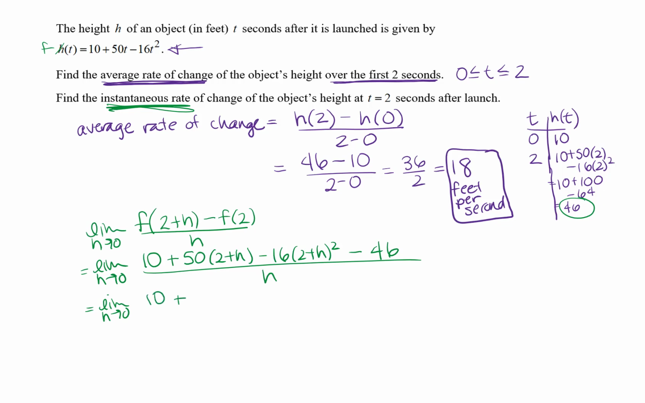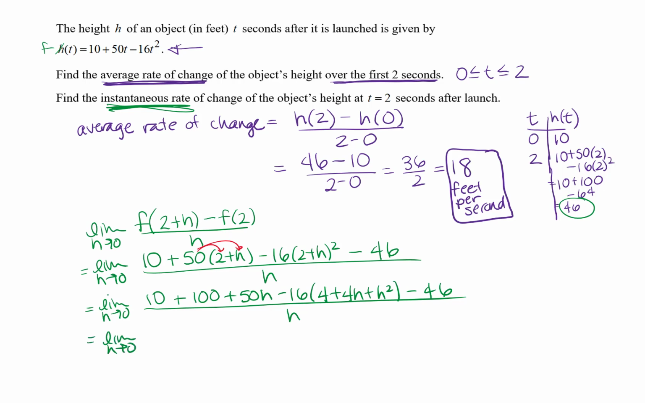All right, so 10 plus 100 plus 50h, when I distribute that 50 through. And then on the next parentheses here, I need to be careful to do this in the right order. So I need to do the exponent first. 2 plus h, the quantity squared, will be 4 plus 4h plus h squared. You've got to FOIL that all out. And then I'll distribute the minus 16 through on that.